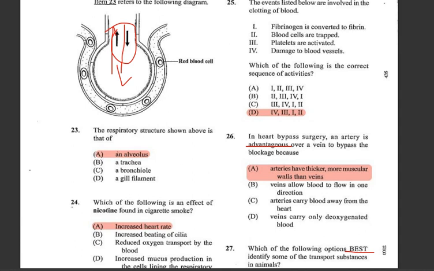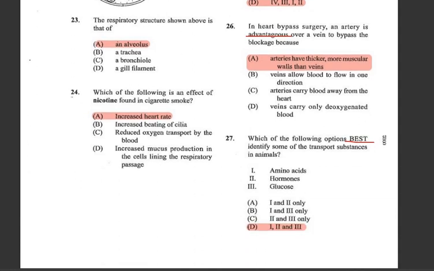Alright, moving along. Number 24, which of the following is an effect of the nicotine found in cigarette smoke? In cigarette smoke we have an increase in heart rate, and the reason is that nicotine is a type of substance in cigarettes that is harmful to your body. So do not try to smoke, guys. It's not healthy. It increases your heart rate.